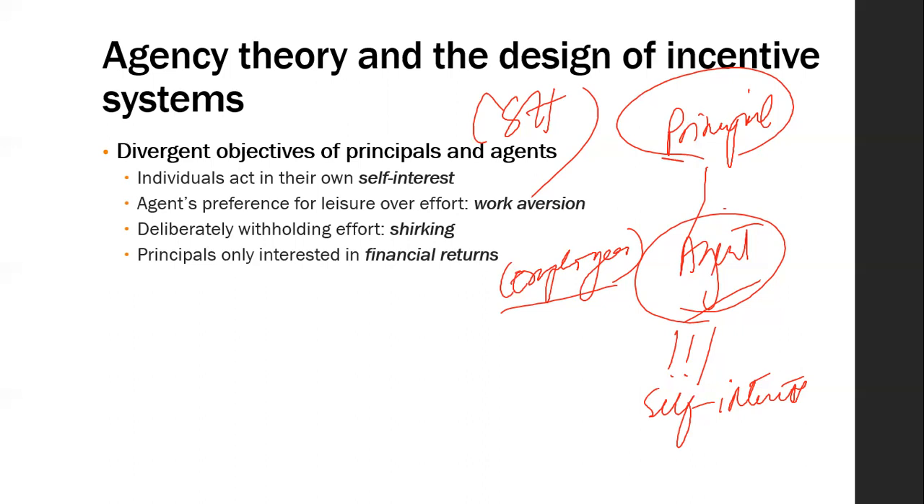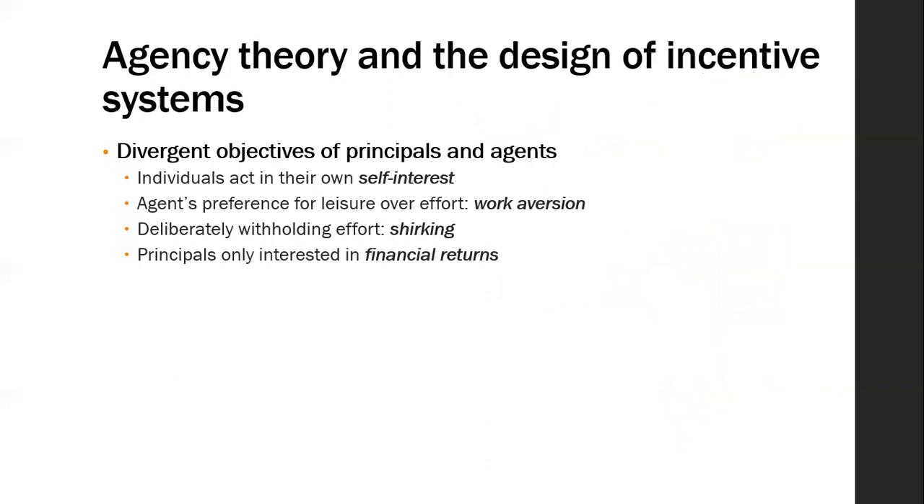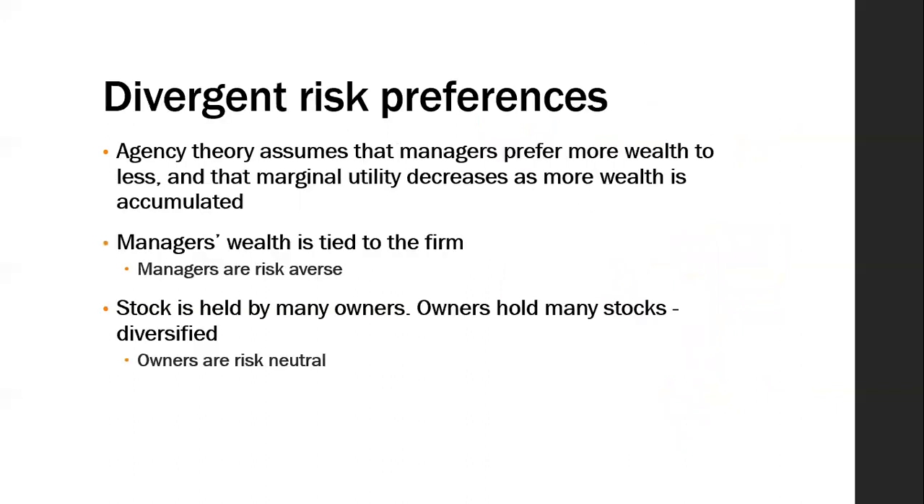Another reason why it's difficult to design incentive systems is divergent risk preferences. In agency theory, it is assumed that managers prefer more wealth to less and that marginal utility decreases as more wealth is accumulated. Agency theory comes from economics. Under economics, if a manager is able to amass more wealth, it increases the happiness of that manager. However, the incremental utility decreases as more wealth is accumulated. Diminishing marginal utility is how we usually look at it.